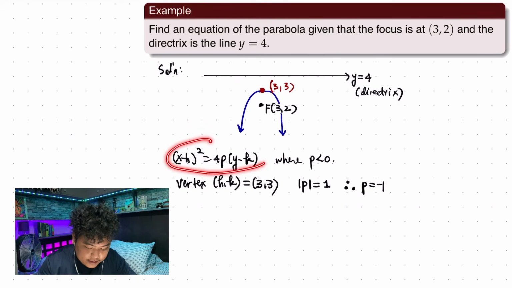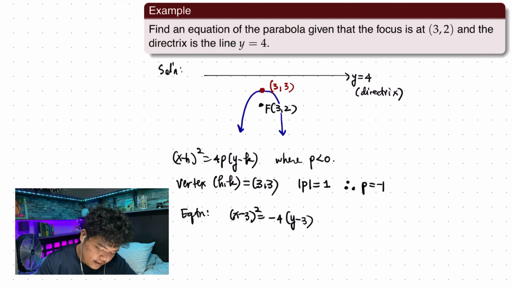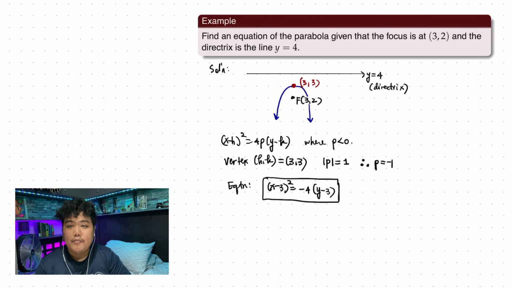Tapos, pa-plug in na lang natin dito. So, we get the equation is x minus 3 square equal to 4 times negative 1, which is negative 4, times y minus 3. And that ends our discussion on parabola. So, yung next clip natin ay para naman sa ellipse.